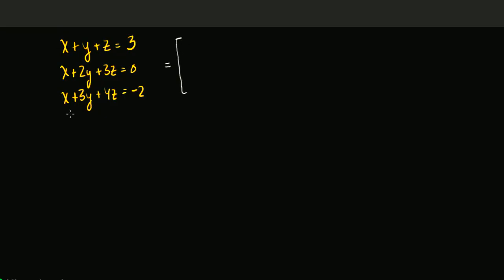So the coefficients of the x terms are just 1, 1, 1. Coefficients of the y terms are 1, 2, and 3. Coefficients of the z terms are 1, 3, and 4. And let me show that it's augmented. And then they equal 3, 0, and minus 2. Now I want to get this augmented matrix into reduced row echelon form.